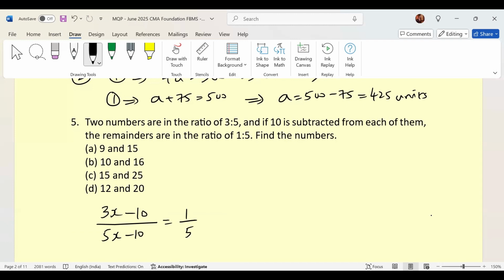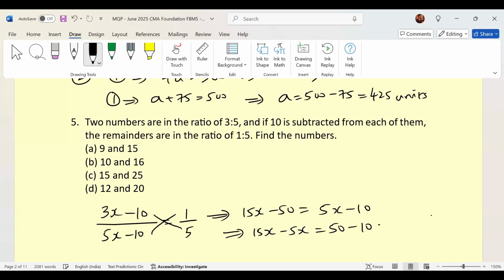So 1 by 5. Now cross multiplying, we will get 15x minus 50 is equal to 5x minus 10. That means 15x minus 5x equal to 50 minus 10. That means 10x equal to 40, which means x is 4.